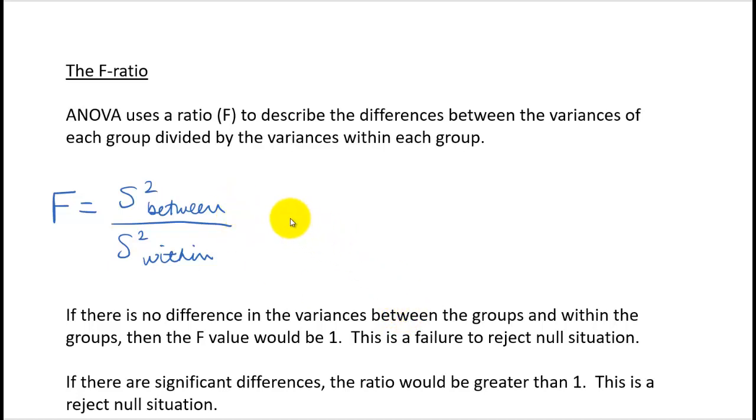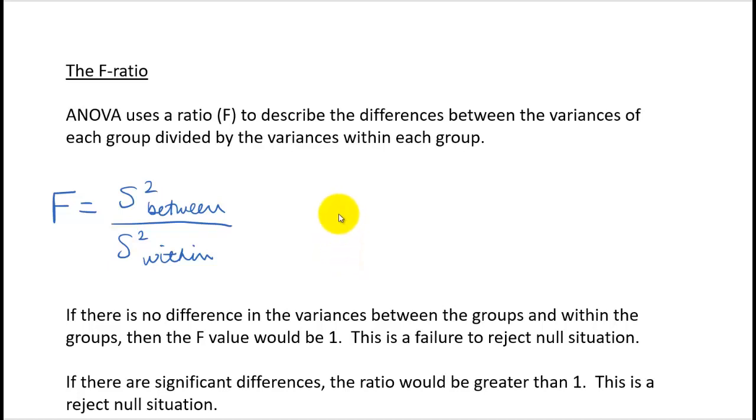So let's look at what this means. If there is no difference in the variances between the groups, meaning that the means are not very far apart, and the within groups variance, meaning that the variance within the groups is relatively small, then the F value would be 1. So if all of the groups perfectly lined up with one another, then the F value would be 1 because there would be no variance between the groups and very little variance within the groups. So we would have a very small number, probably close to 1.